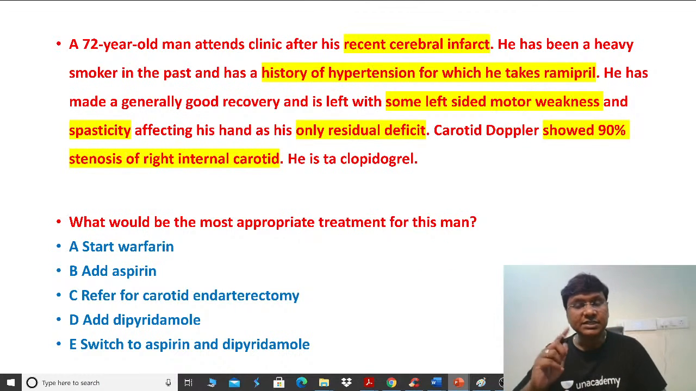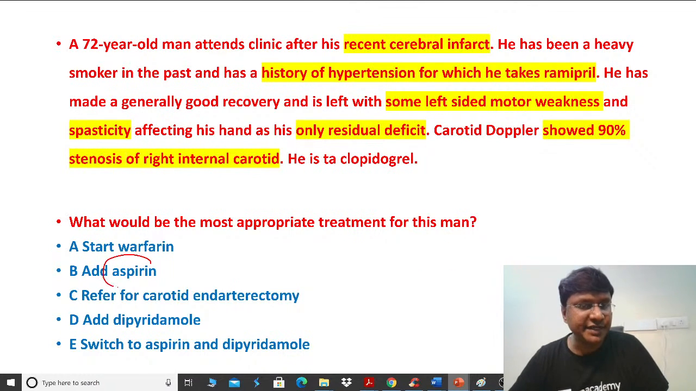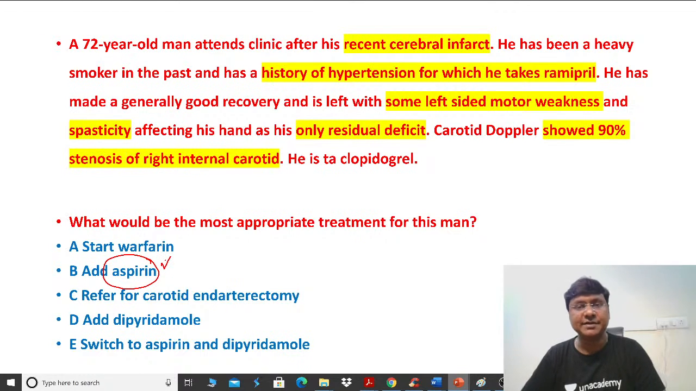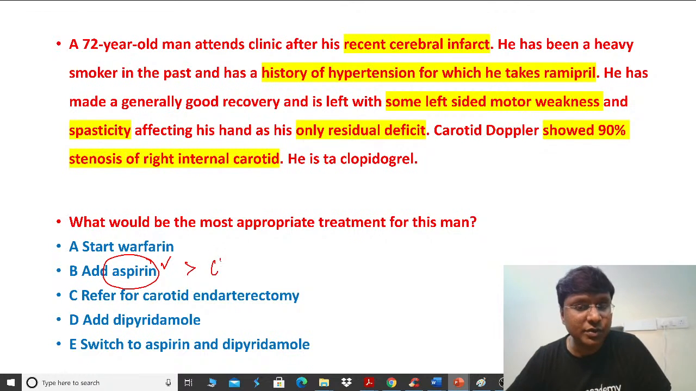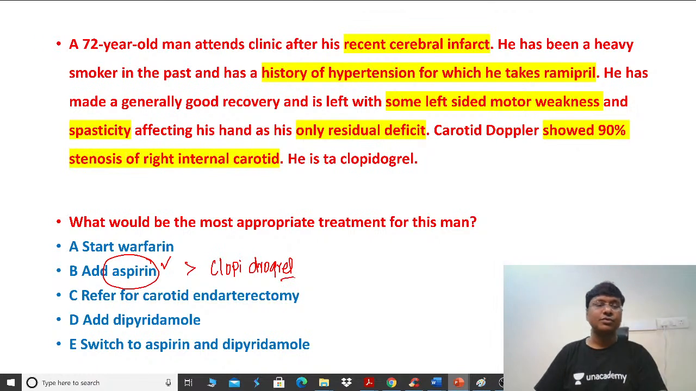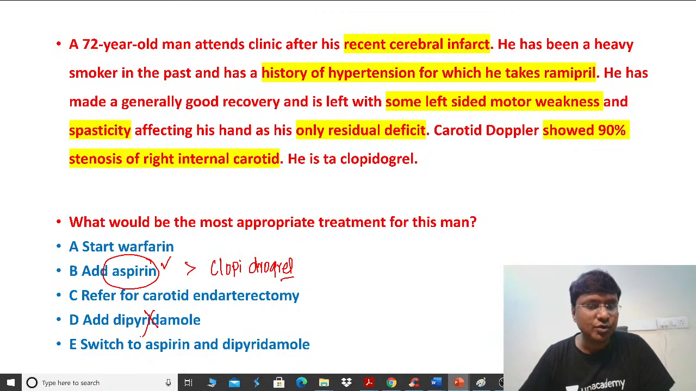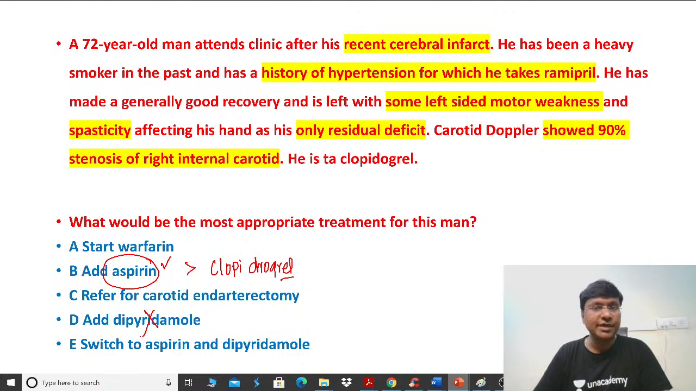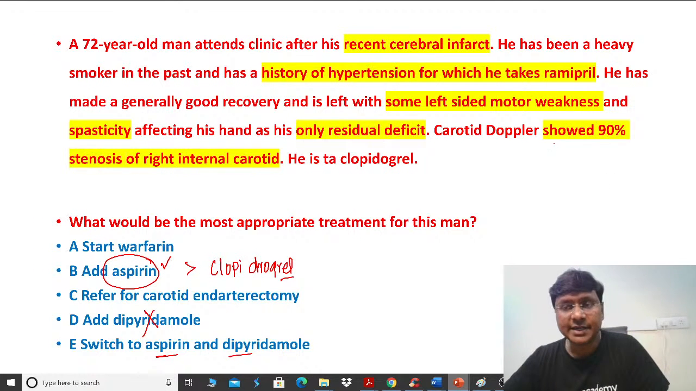And the antiplatelet that we give in ischemic stroke is aspirin. So aspirin is preferred over clopidogrel because the studies have shown that the improvement is more with aspirin rather than clopidogrel. So adding your dipyridamole will not be of much use.